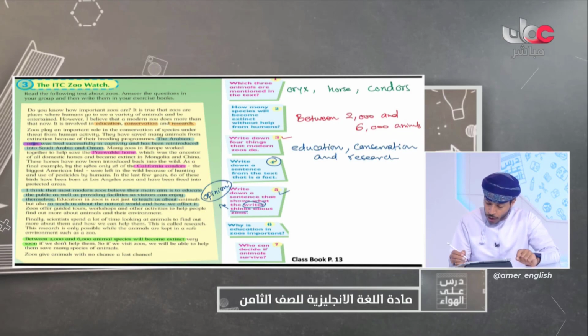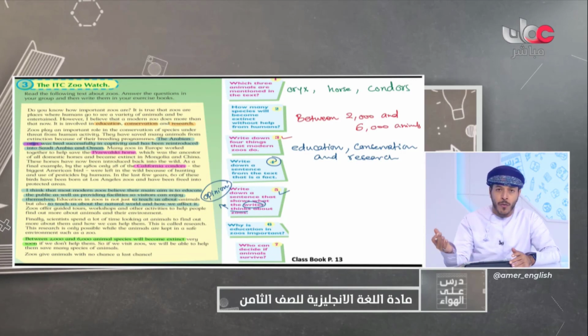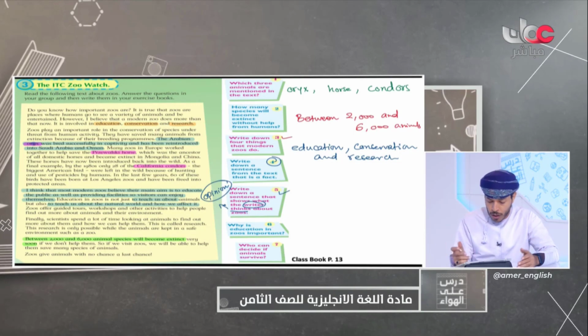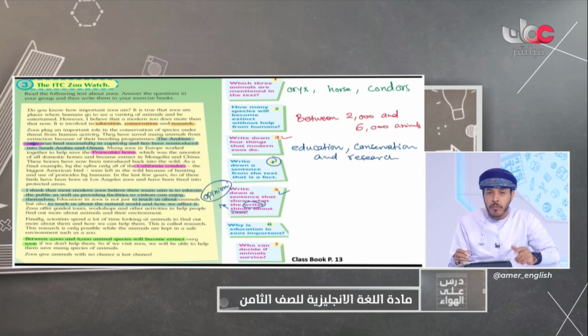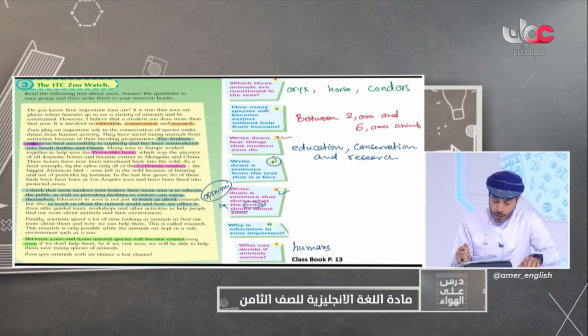Okay, and for the last one, who can decide if animals survive? And this is very clear. Who can decide if this animal can survive or not? Of course, human beings or humans. The answer for this one is humans, because humans are the ones who are responsible for these animals on our earth, and they can decide whether to keep them, protect them, or kill them. Okay, so this is the answer for this one, and you can find it at the end of this report. Okay, so this is regarding our reading text.